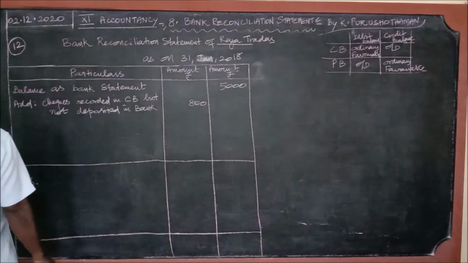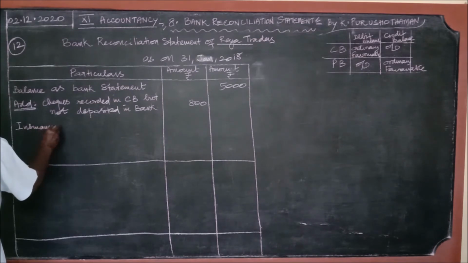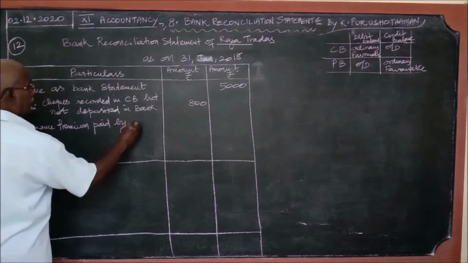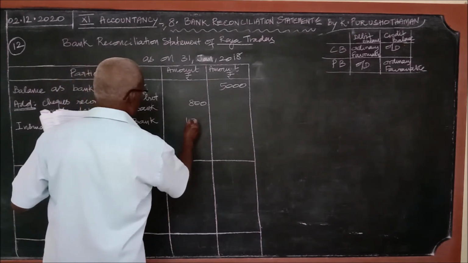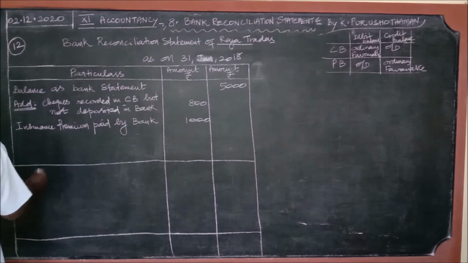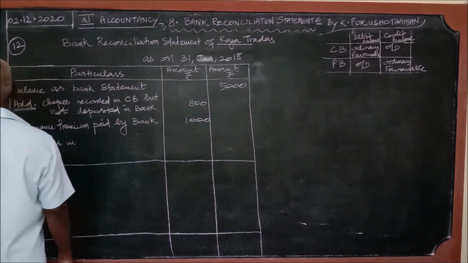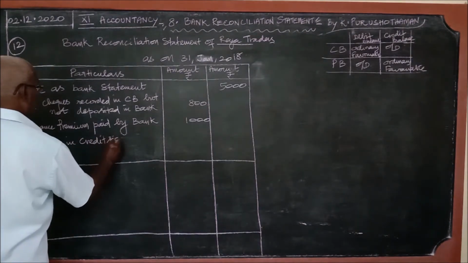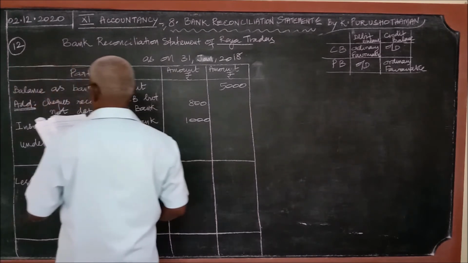Then insurance premium paid by bank. Premium paid by bank. The amount is 2,000. Then the third one, undercast in credit side of CB, cash flow 700.